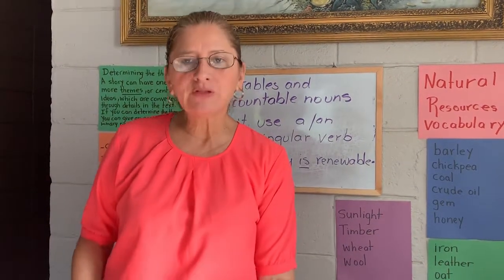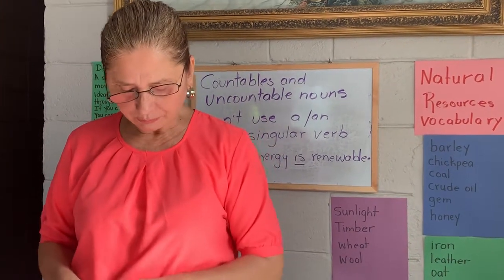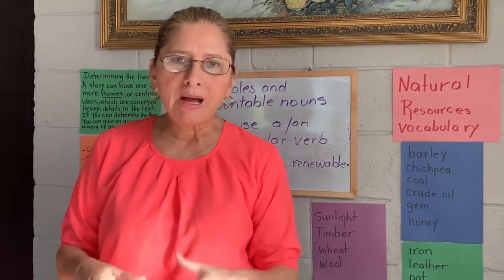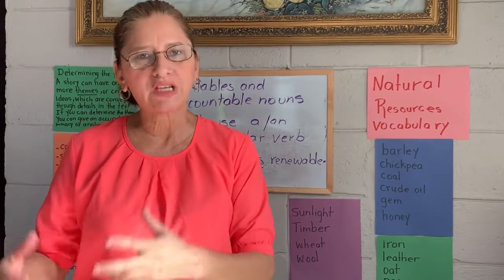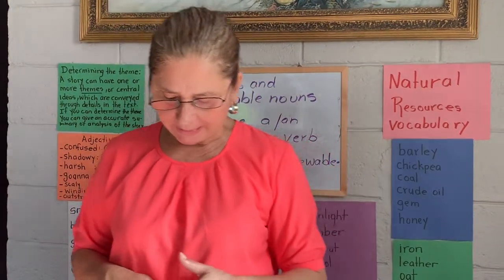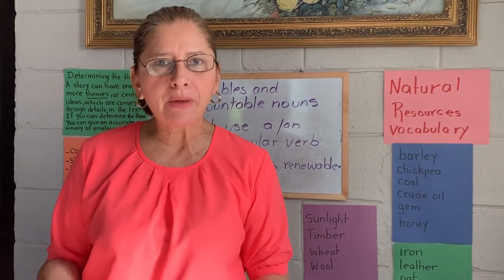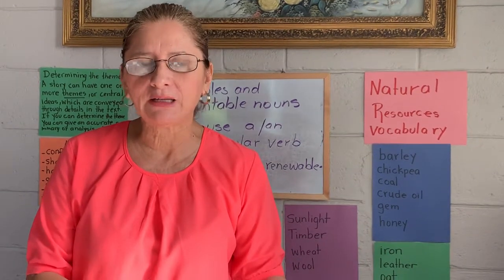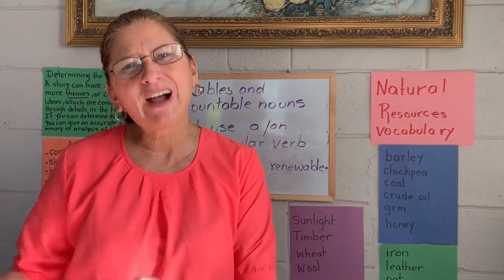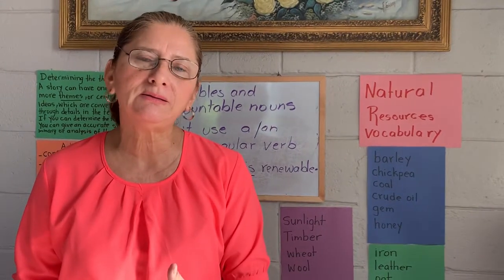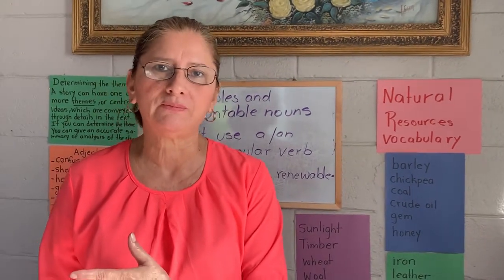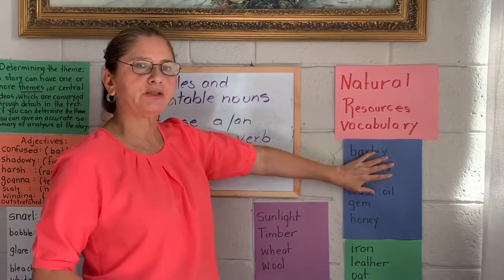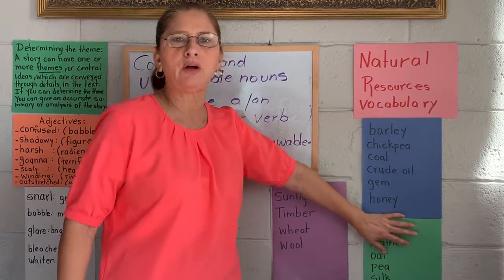Some uncountable nouns we can use as countable nouns, when we focus on types of them. For example, silk is made by moths. That is uncountable, silk. But when we say the finest silks come from Japan, that is a countable noun. Remember that. Here we have the natural resource vocabulary, that you already know.